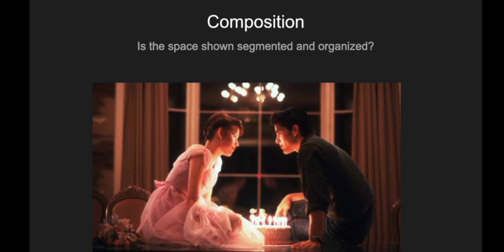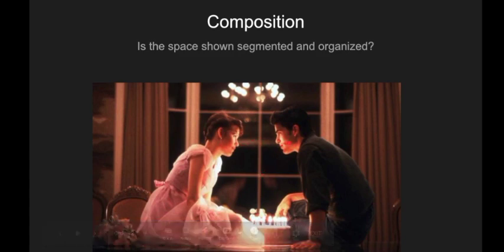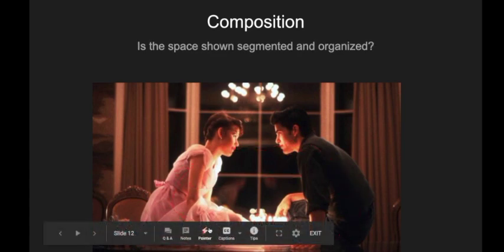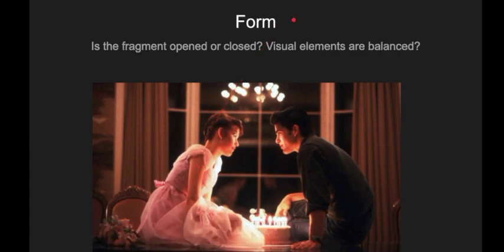So also we can observe the senses. This would be a vertical sense because the characters are facing each other and they're sitting in almost the same position. So that's why we can assume it is a vertical sense. For form, there are two questions that need to be asked. Is the fragment opened or closed? Are visual elements within this image balanced?